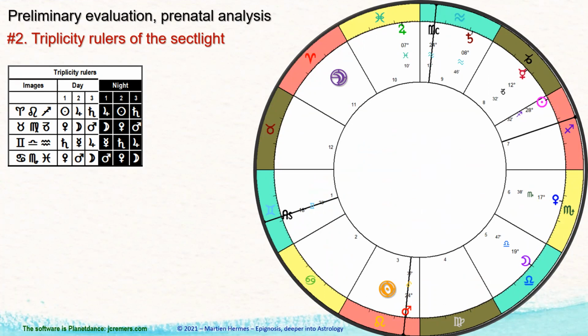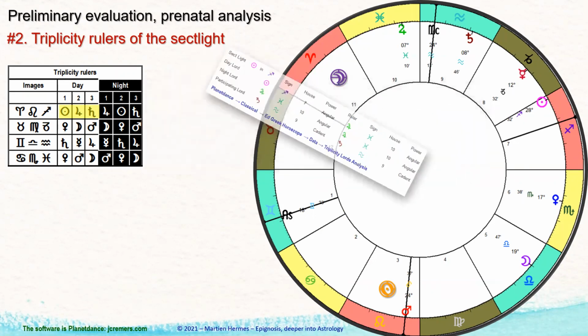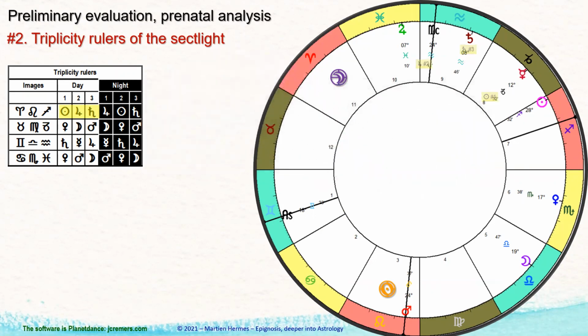I already said that the sun is above the horizon, so we have a day chart. And the sun is in a fiery sign, so these are the triplicity rulers. Now, again, I show you how this is shown in the software Planet Dance. I can really endorse this software because it has such a great traditional module in it, made by he called himself Ed Greek, I believe, the Ed Greek horoscope, which is really amazing. So, but enough of that. Let's get back to the triplicity rules.